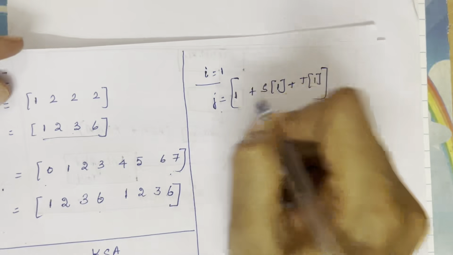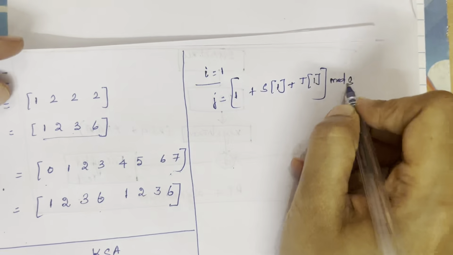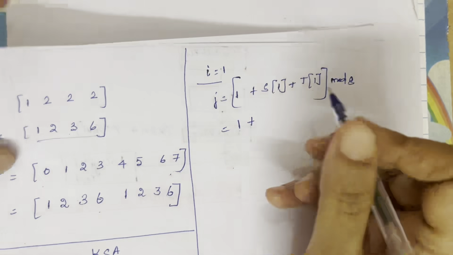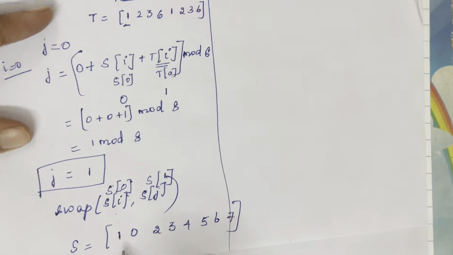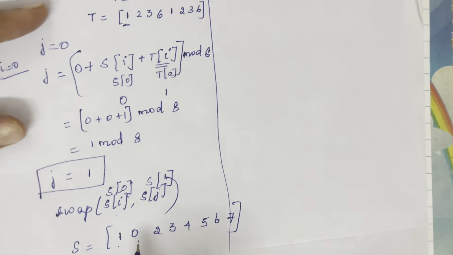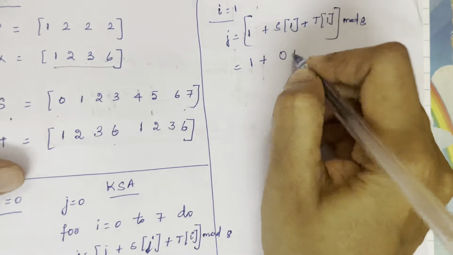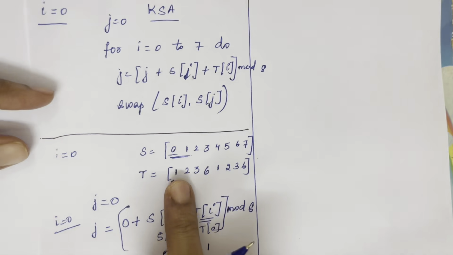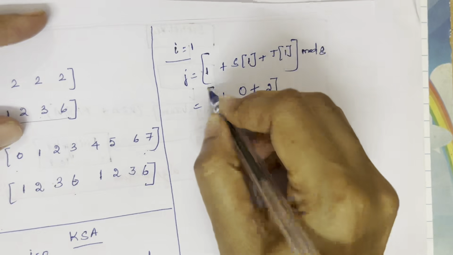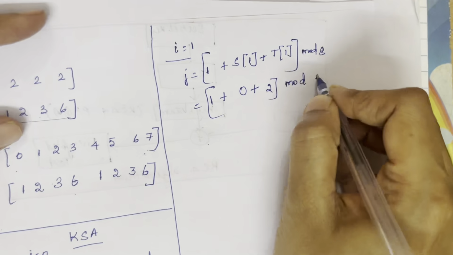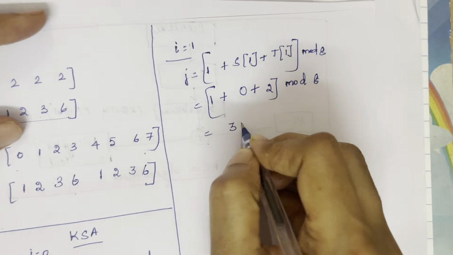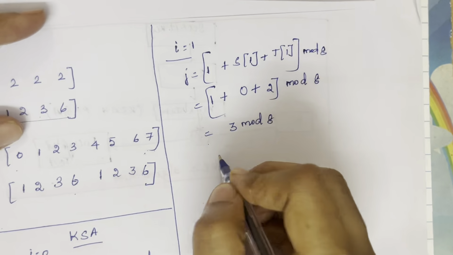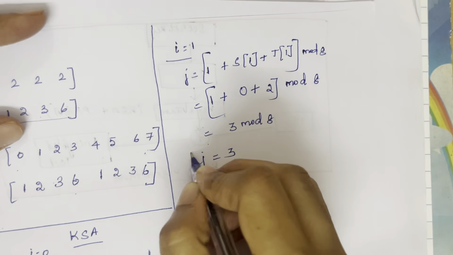Okay, then mod 8. So what is s of 1? What is s of 1 over here in this? 0, 1. That is 0. So it will be 0 plus, what is t of 1? t of 1 is 0, 1. That will be 2. Okay, 2 mod 8. So what will you get? You will get 3 mod 8. What is 3 mod 8? The answer is 3. So j will be equal to 3.